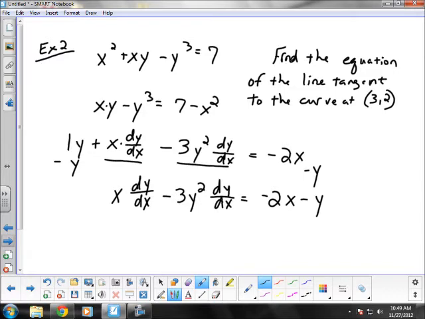Once I get it to this step, then I'm going to factor out the dy dx. Just kind of pull it out in front. Now, in this term, when I factor out, it means I divided it out, right? So if I factored out the dy dx, what's left? x. And if I factor dy dx out of the second term, what's left? 3y squared.